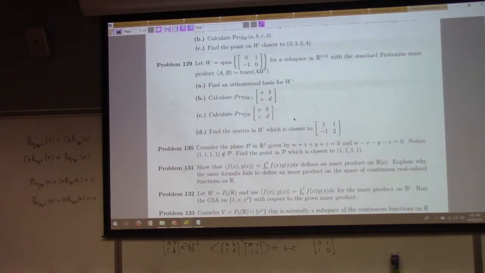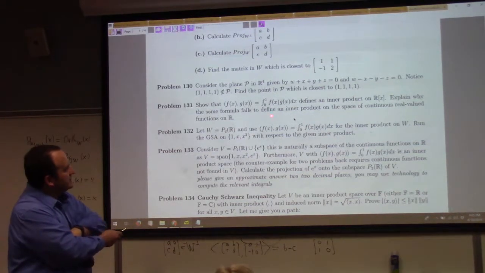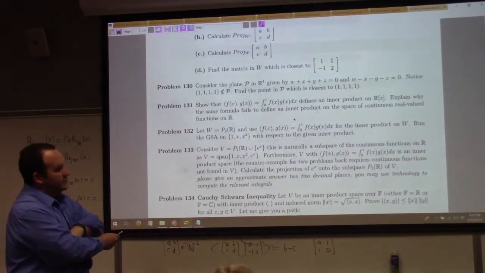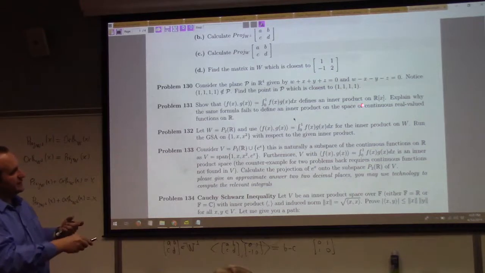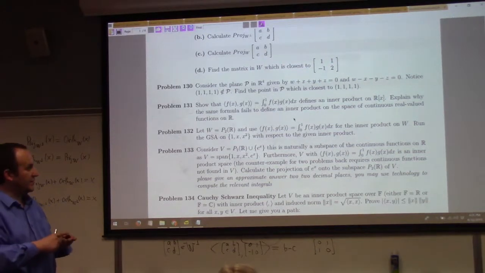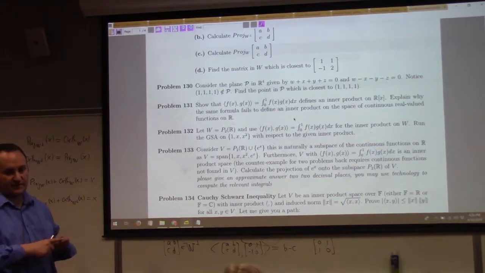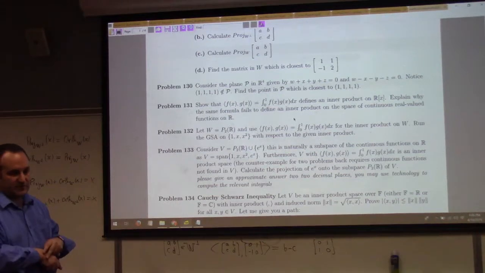Next problem here, 131. Show that this defines an inner product. Okay, so what's that mean? This is a real vector space, so that means it has to be bilinear, right? It has to be linear in each spot. It has to be symmetric. So like the inner product of f of x, g of x is the inner product of g of x, f of x. But that's almost immediately obvious because you can multiply the functions one way or the other. So it's clear that it's symmetric.